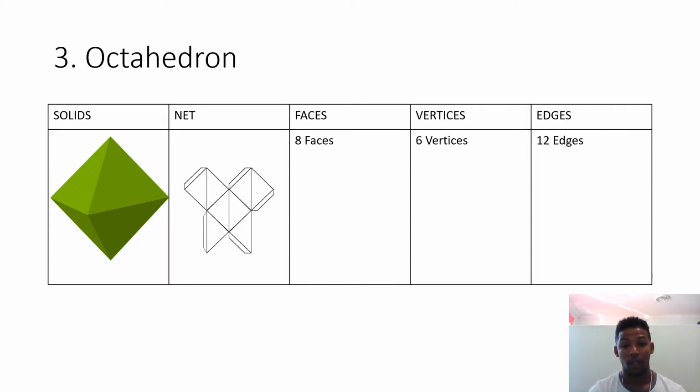In an octahedron we get 8 faces. You can count 1, 2, 3, 4, 5, 6, 7, 8. 6 vertices. You can also go 1, 2, 3, 4, 5, 6, and 12 edges.